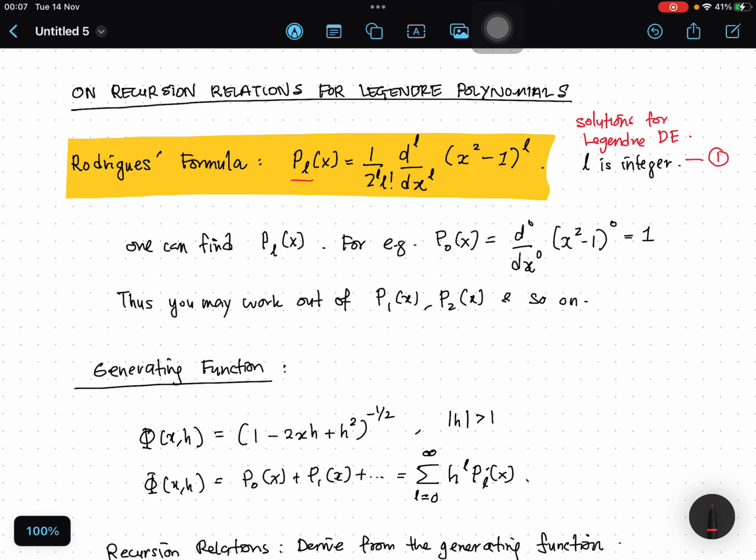You can find, for example, let's say we choose L equals 0, then everything with L equals 0 is just 1, and you get the first one is 1. Okay. Thus, you may work out P1, P2, and so on. So it is very straightforward.